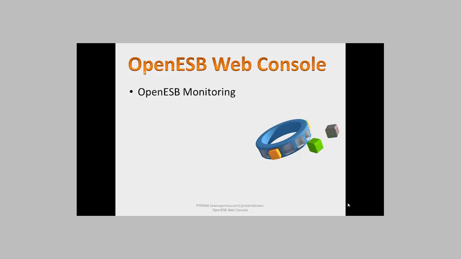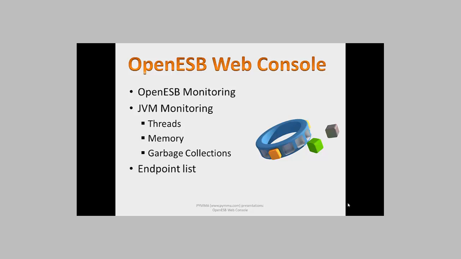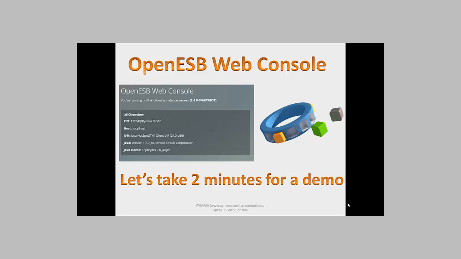In this version, the web console proposes some monitoring features for OpenESB. It proposes statistics and indicators on the JVM where OpenESB runs. You can monitor the threads, memory, garbage collector. You can list the endpoints defined in your OpenESB instance. And in the next version, many other monitoring features will be proposed.